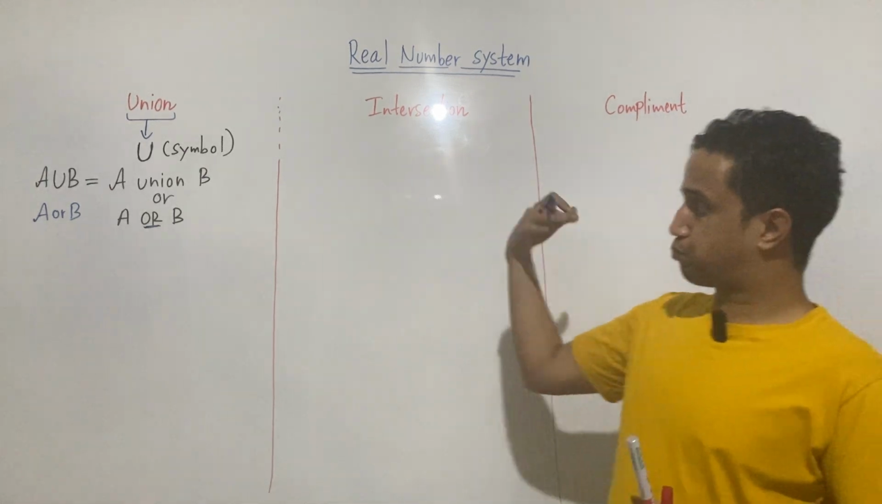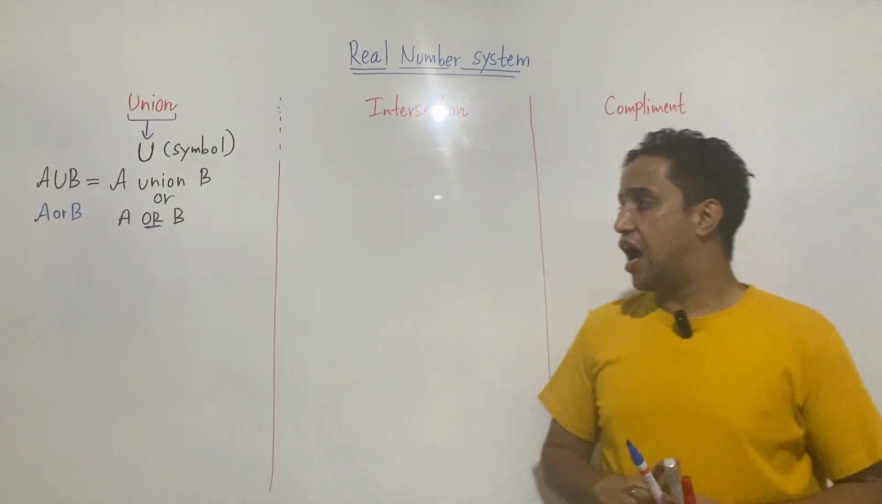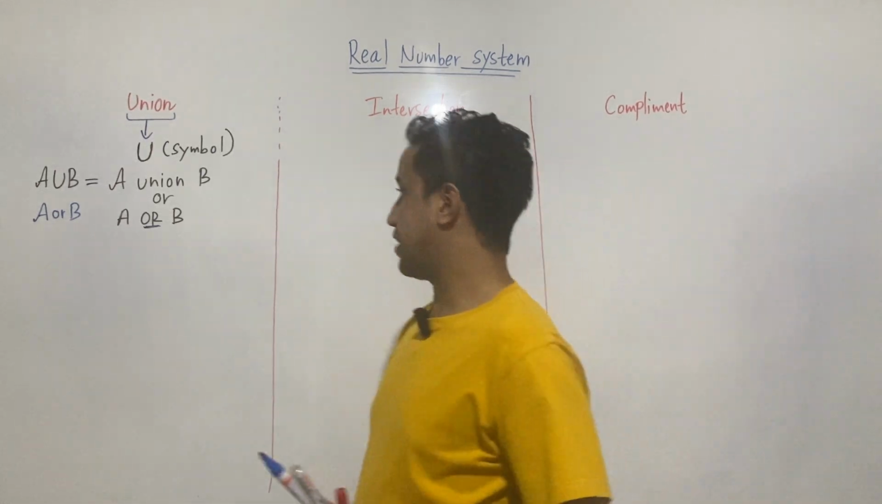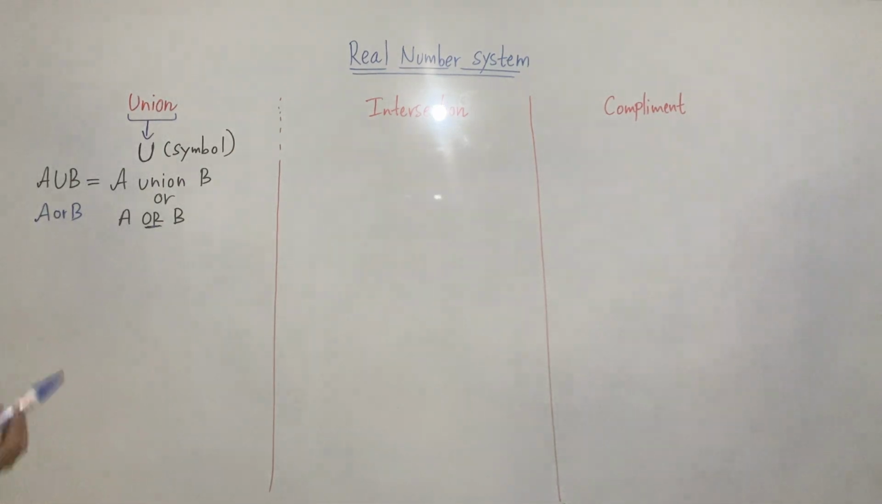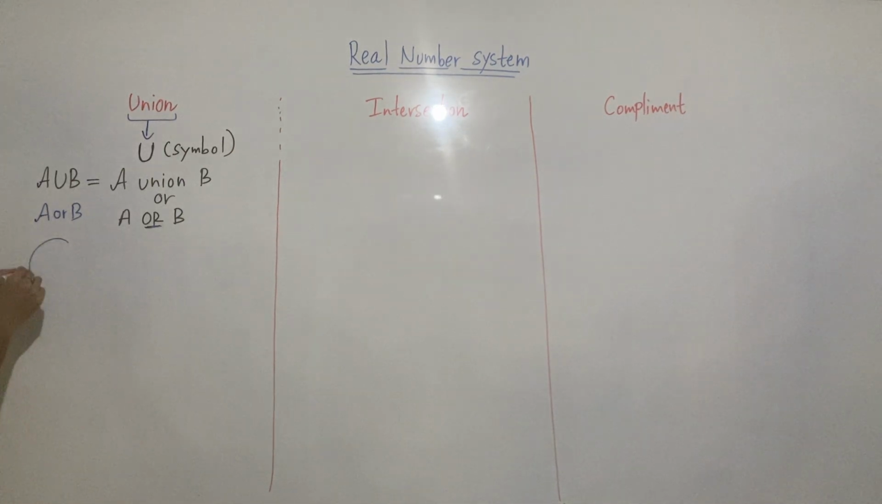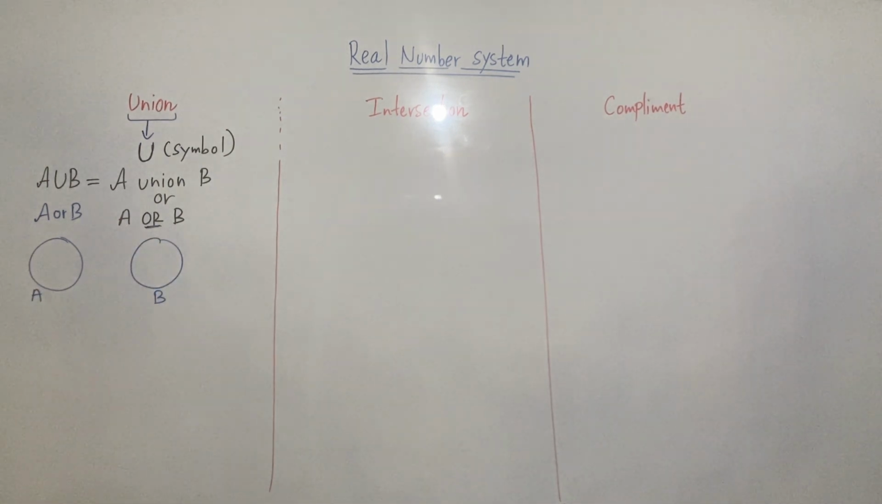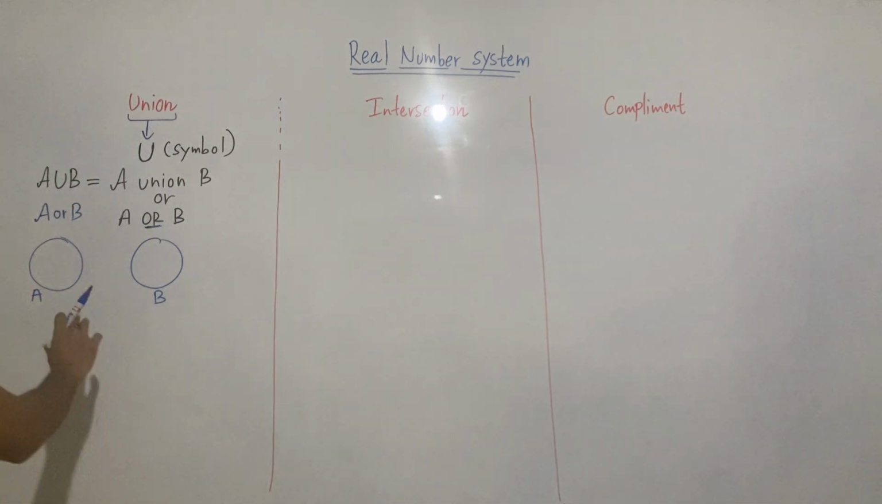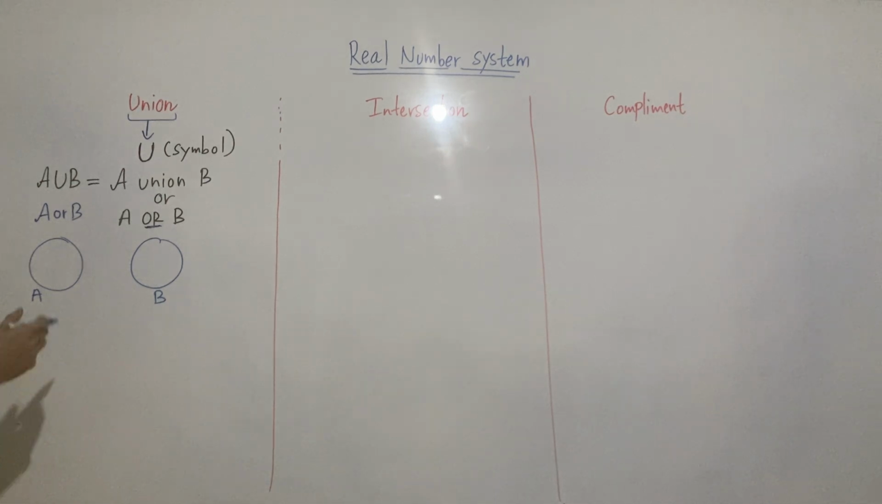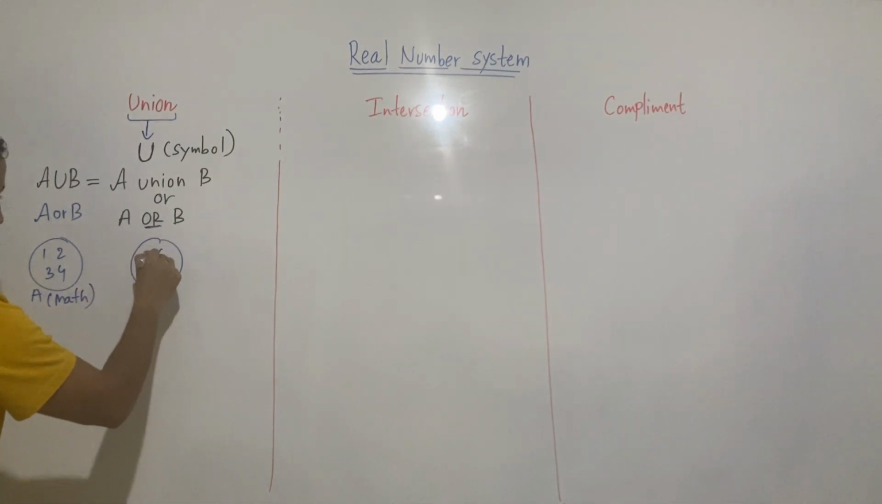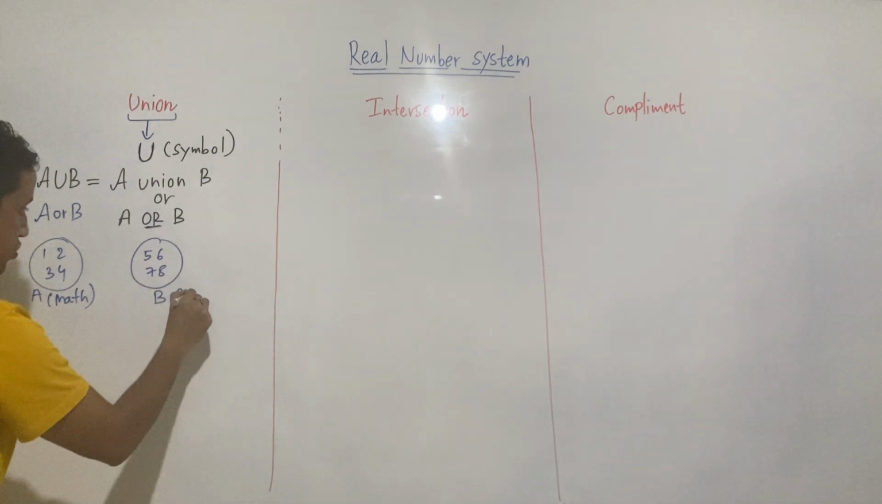Now let's see what union means. Let's assume that I have two sets. Let's say here I have set A, this is my set A and this is my set B. Set A contains the student numbers who like math. So here I have student numbers 1, 2, 3, 4, and they like math. And in set B, I have the student numbers who like science.